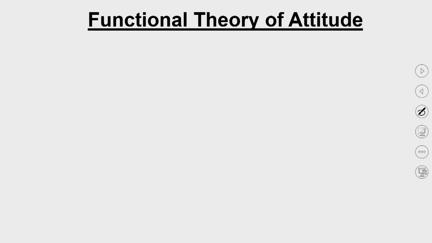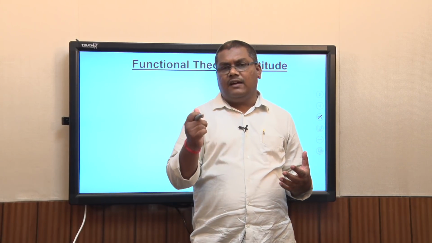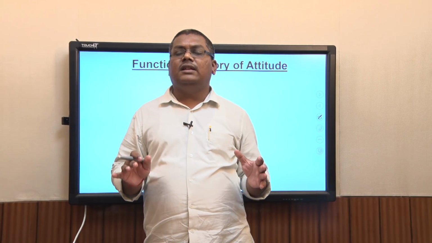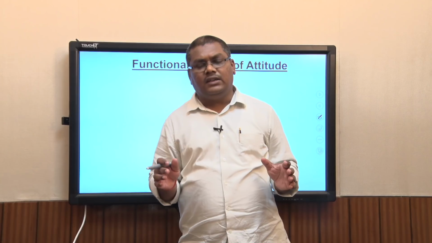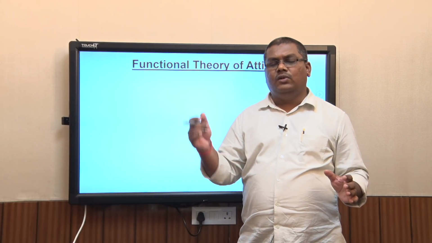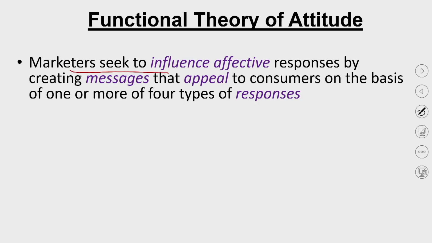Now there are several theories which have been proposed that actually look at how changing the effect, or how manipulating the affective component, leads to change in attitude. And we will be looking at three theories. The first theory that I am going to discuss today is the functional theory of attitude, and how this functional theory of attitude actually leads to change in the affective component of the attitude, and further change in the attitude of people. So what is the functional theory? Marketers seek to influence affective responses by creating messages that appeal to consumers on the basis of one or more of the four types of responses.